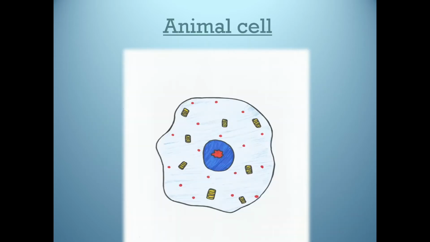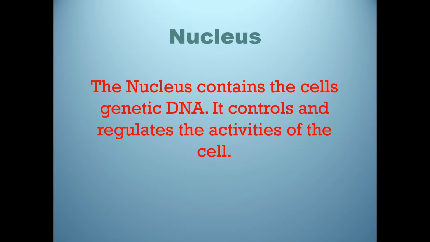Let's have a look at what an animal cell is made up of. The nucleus. The nucleus contains the cell's genetic DNA. It controls and regulates the activities of the cell.